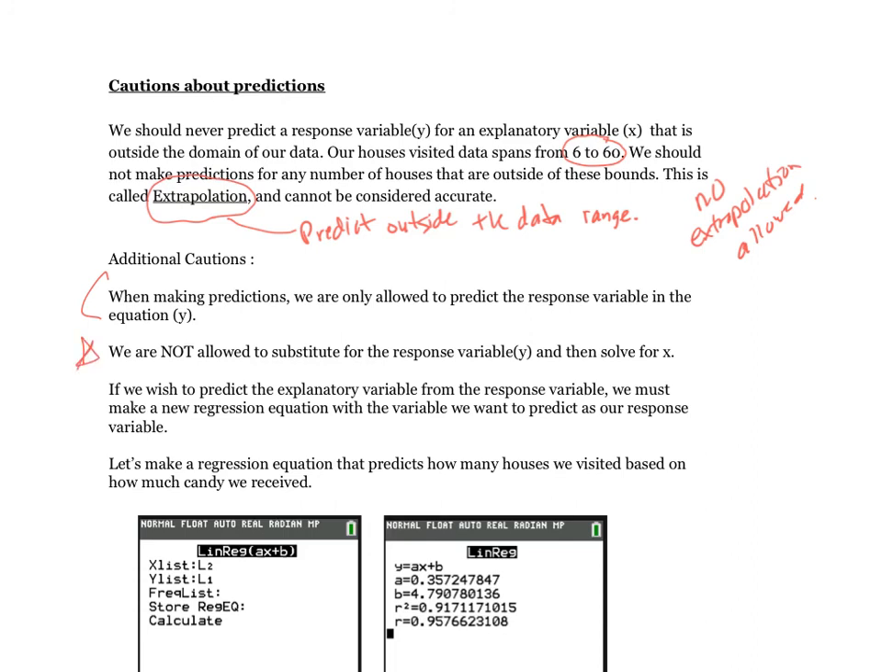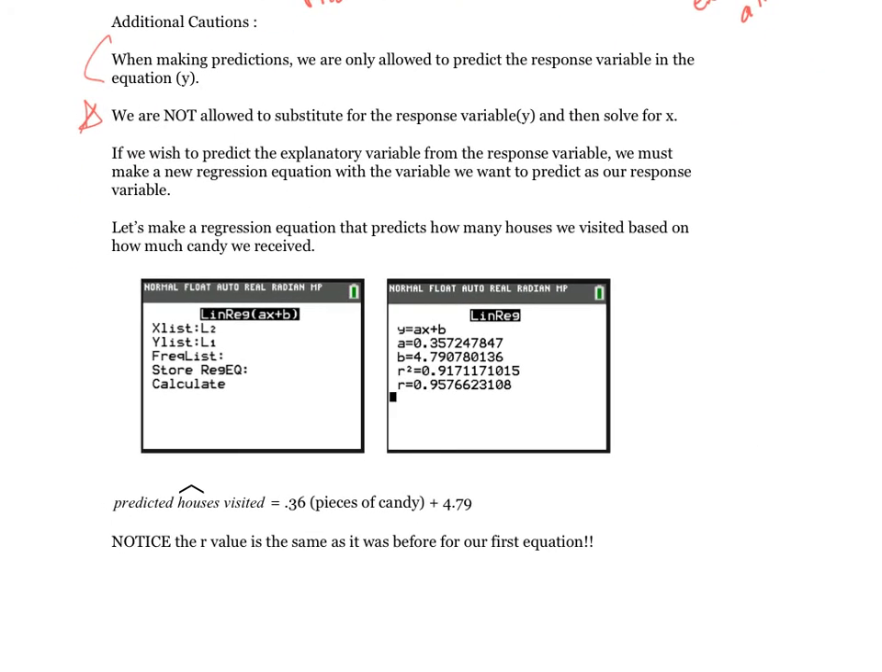If you want to predict the explanatory variable from the response variable, we must make a new regression equation with the variable we want to predict as our response variable. So if I wanted to predict how many houses you visited by how much candy you collected, I would have to switch the x and y variable in the calculator. So I would make L2 be the x list, which would be how much candy I got, and L1, the houses I visited, would be the y list. Then I would do the regression, and I'd get a completely new equation.